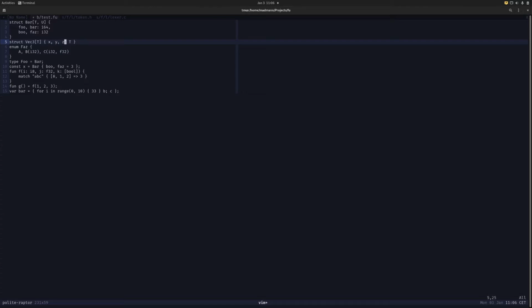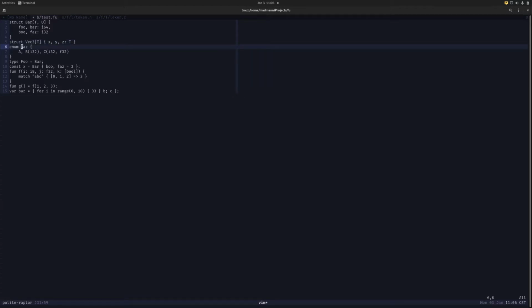As you can see, this allows to do this: x, comma y, comma z, colon t. And this syntax here is not allowed in Rust. So in Rust, for instance, you would have to do x, t, y, t, and z, t. It's not really important, but it's a nice thing to have, I think.